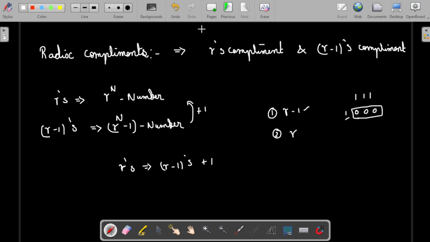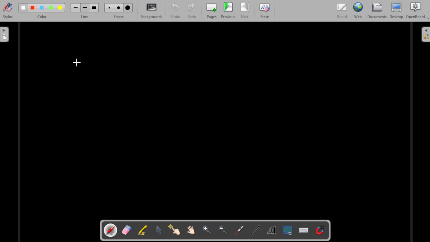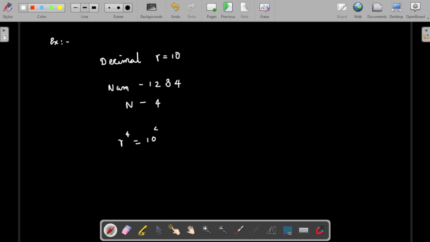So let's go with an example so that you will understand this well. Let's take the example of the decimal system. In a decimal system, we know that R equals 10. R is nothing but the base, the radix. The number given here is 1, 2, 3 and 4. The number of digits is 4, that is n. So if we find R to the power 4, that is 10 to the power 4, we get 1 0 0 0 0, a huge number.